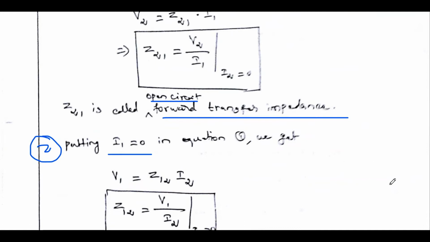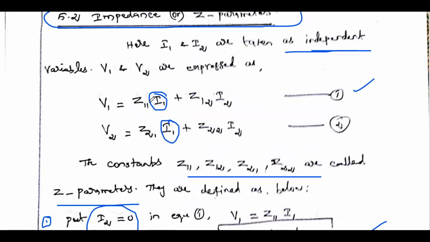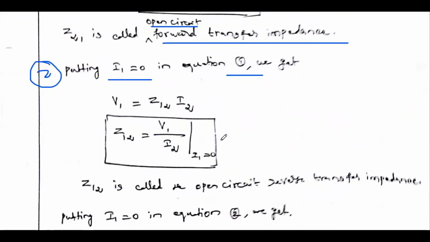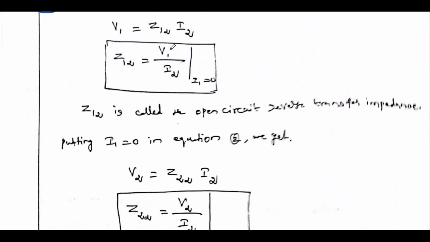Okay, so in the two port network, if you are open circuiting the input port, it means the input current is 0. So substitute this input current 0 in equation number 1. If you substitute in equation number 1, we can get the first term 0. So V1 equal to Z12 into I2. From that, Z12 equal to V1 by I2 under the condition of I1 equal to 0. So that's why Z12 is called the open circuit reverse transfer impedance.